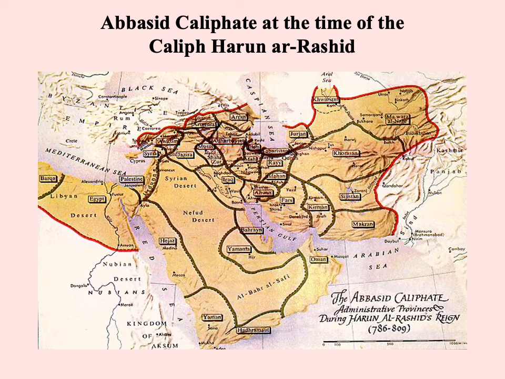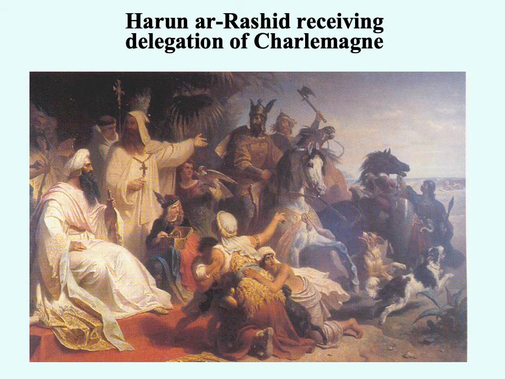Here we see territorially the extent of the Abbasid Caliphate at the time of Harun al-Rashid. So, you know, if you were going to go back in time to the 9th century, Baghdad might be the place to go. Maybe Chang'an in China. I would definitely recommend steering clear of Europe.